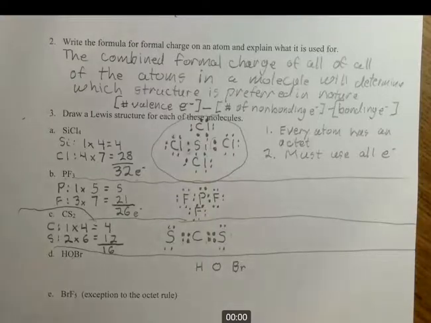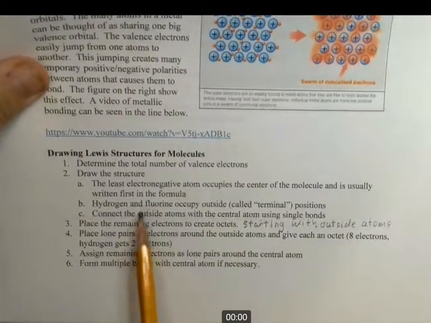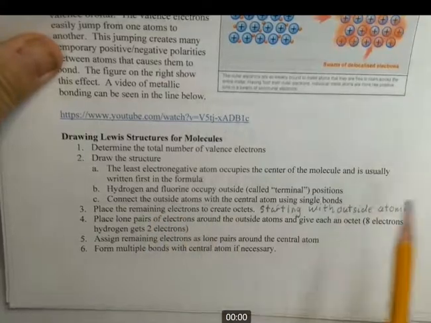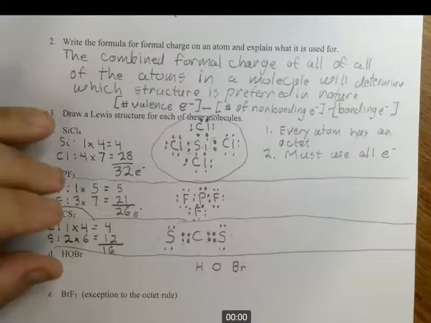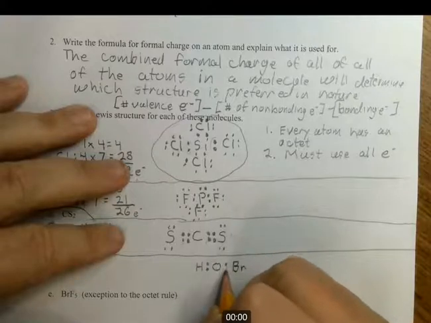We're going to connect. So we put it in the order we think it should be. Hydrogen occupies an outside position, so we do have hydrogen on the outside. And rule 2C, rather, is connect outside atoms with the central atom using single bonds. So there we go, and there we go.